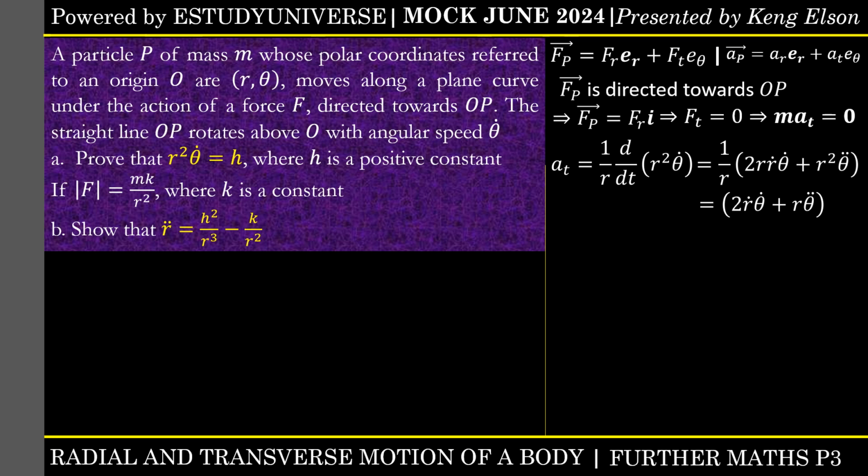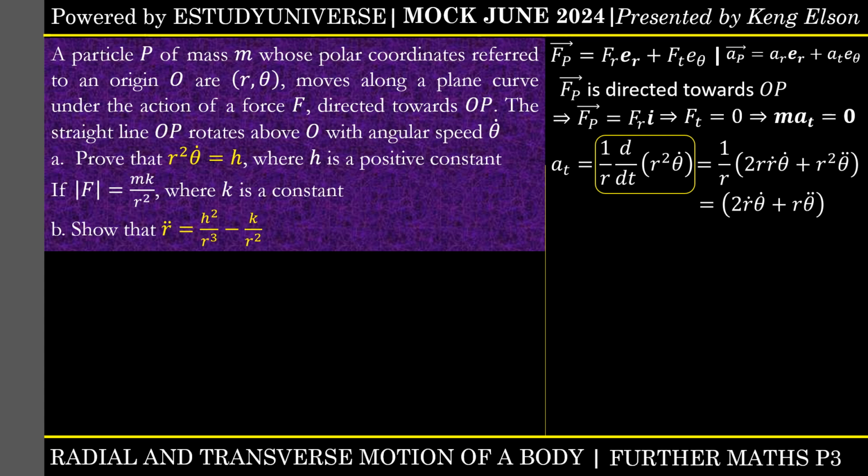But if you check the proof, the question wants us to prove that r squared theta dot is equal to h. So it means that we are going to use this definition, which is 1 over r d of r squared theta dot by dt. That's what we are going to use.